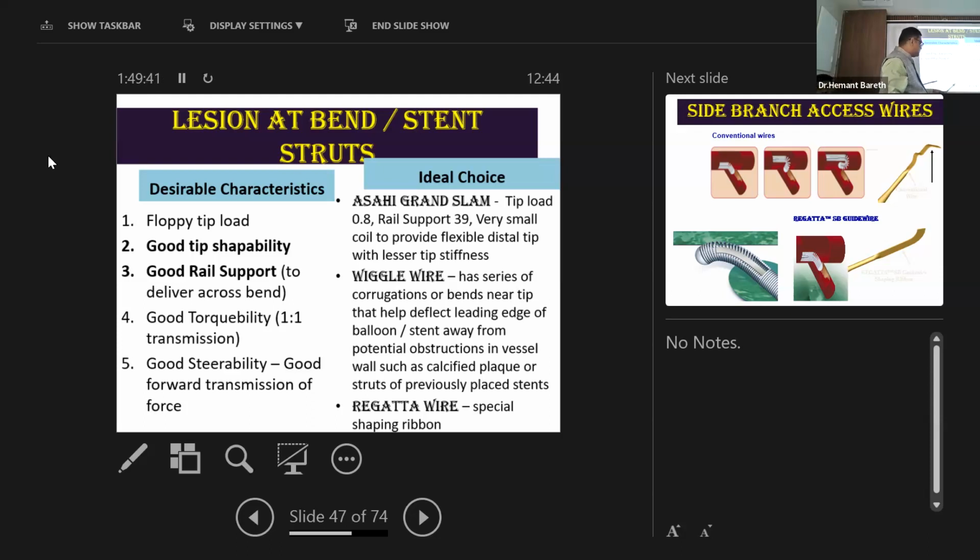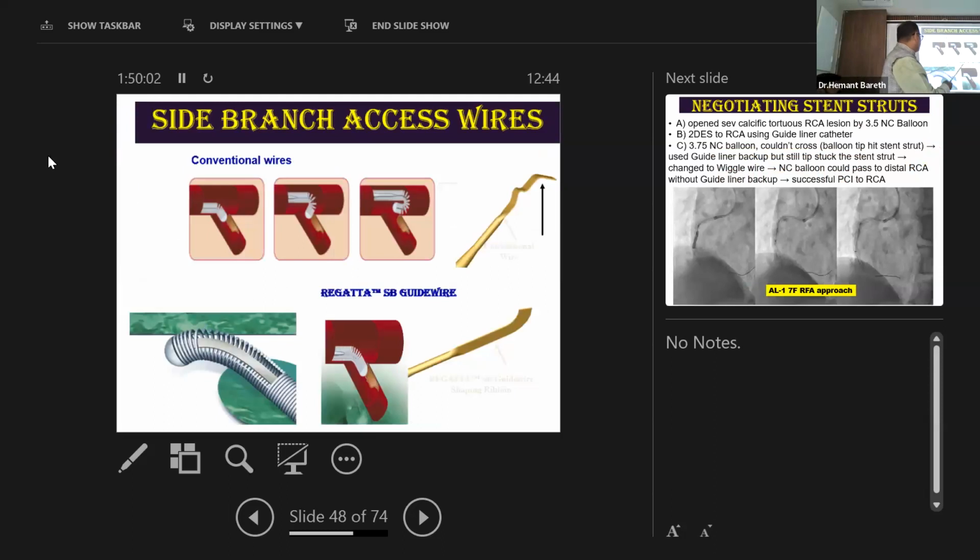struts also. And there is also another special wire called a Regatta wire, which has got a special shaping ribbon. And that shaping ribbon, as you know, improves the flexibility. And therefore, the tip can be highly flexible. The tip is already made in such a way that it can negotiate the bend. So this is this Regatta wire. And as you can see, there is already a bend imparted to the coil.